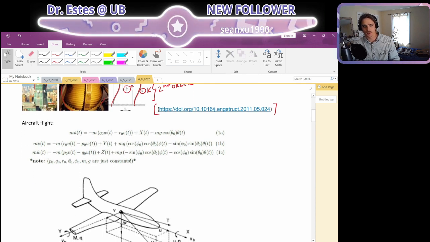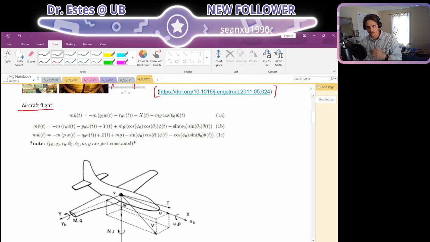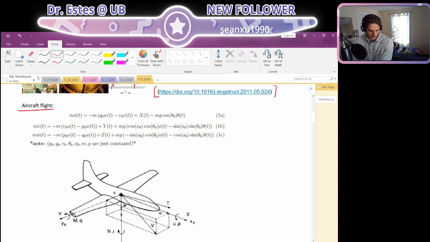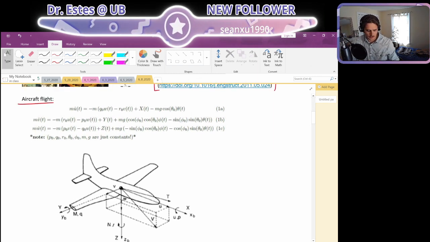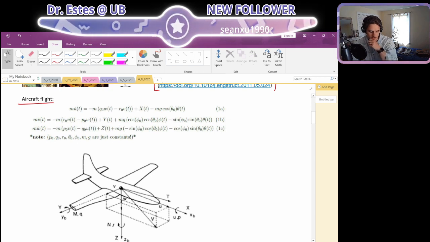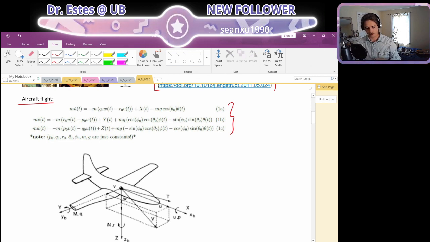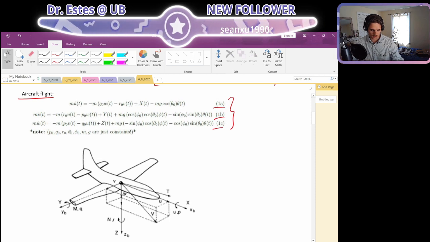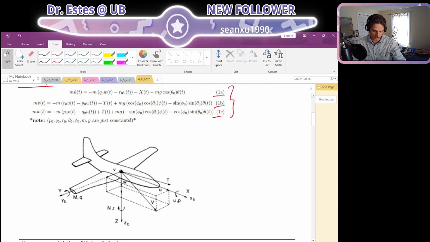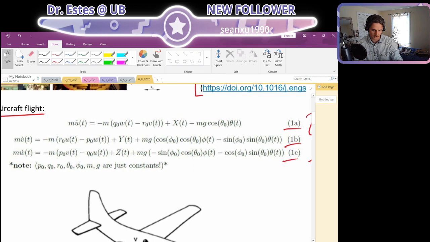Here's just another quick example. When we do flight dynamics, one way to represent the equations of motion is with these three right here. I call them 1A, 1B, 1C. But these are three first order equations. I'll zoom in a little bit.